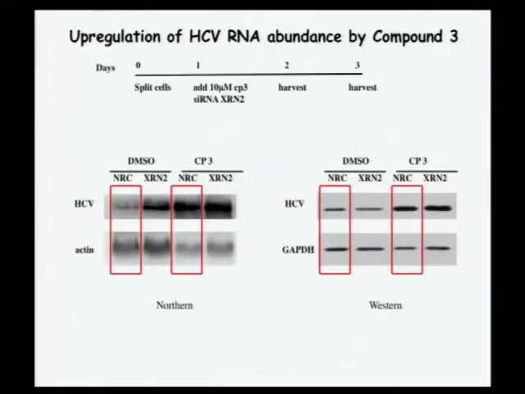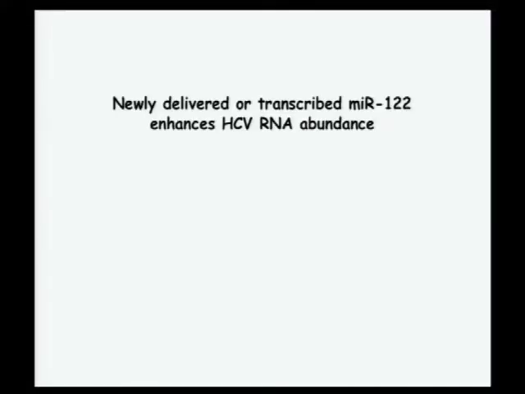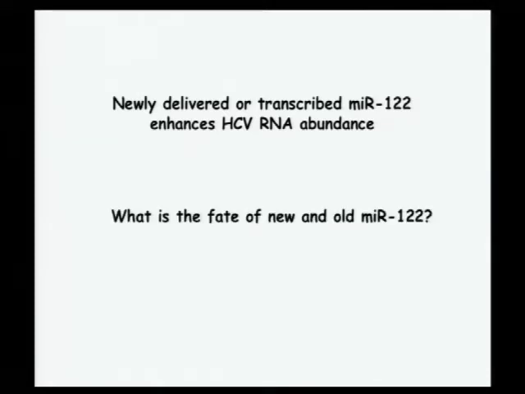So Cecilia Sarnow asked the question, well, what happens if we add compound 3? And she could show, indeed, microRNA 1 to 2 abundance went up. And if you focus on the boxed lanes here, you find, indeed, in another analysis, if you add compound 3, we know microRNA 1 to 2 goes up, HCV RNA goes up. What about proteins? Same thing. This is a control with DMSO. If you add compound 3, HCV core protein goes up. So we know newly delivered or transcribed microRNA enhances HCV RNA abundance.